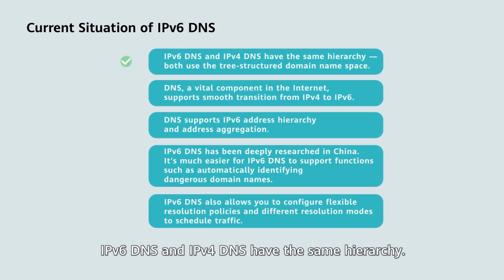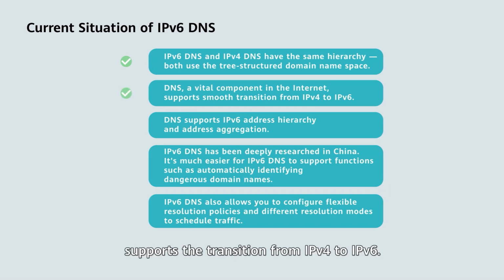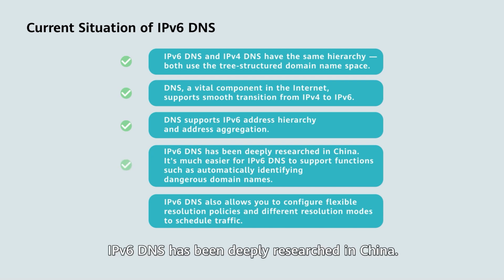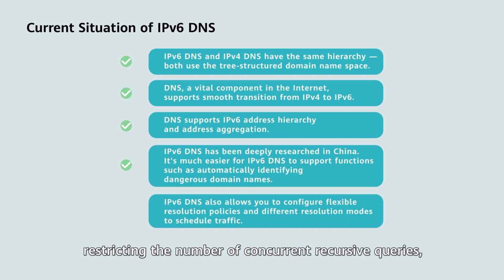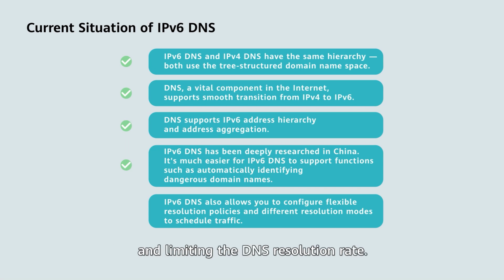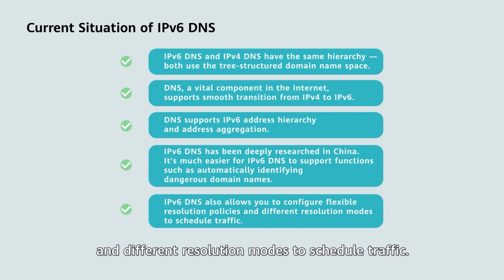IPv6 DNS and IPv4 DNS have the same hierarchy. DNS, a vital component in the Internet, supports the transition from IPv4 to IPv6. It also supports IPv6 address hierarchy and address aggregation. IPv6 DNS has been deeply researched in China. It's much easier for IPv6 DNS to support functions such as automatically identifying dangerous domain names, restricting the number of concurrent recursive queries, and limiting the DNS resolution rate. IPv6 DNS also allows you to configure flexible resolution policies and different resolution modes to schedule traffic.